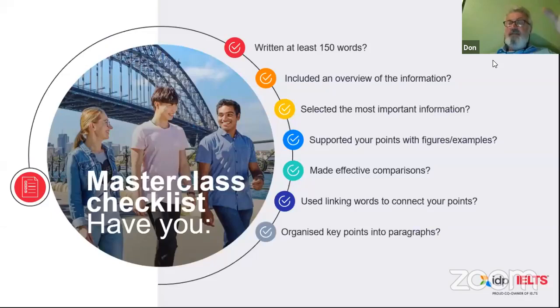Have you organized your essay into paragraphs? In the essay we just saw, there were 4 paragraphs. That's a good number for a task 1. For a task 2, it might be 4 or 5 paragraphs. Have you checked at the end for mistakes in grammar and spelling? This is important.